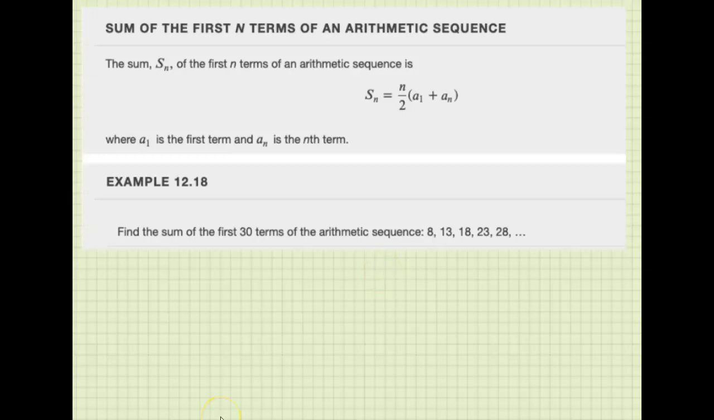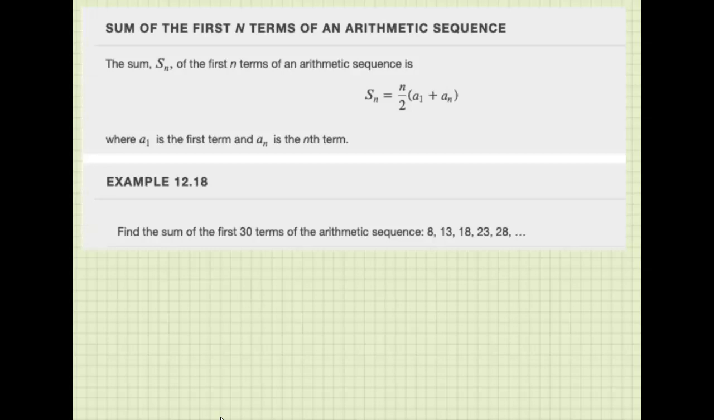Now we're going to look at a formula for finding the sum of terms in an arithmetic sequence. So last section we wrote out the sum the long way and we were basically adding them up. If it's an arithmetic sequence, there's a real shortcut. Okay, so it can save you a lot of time, right?